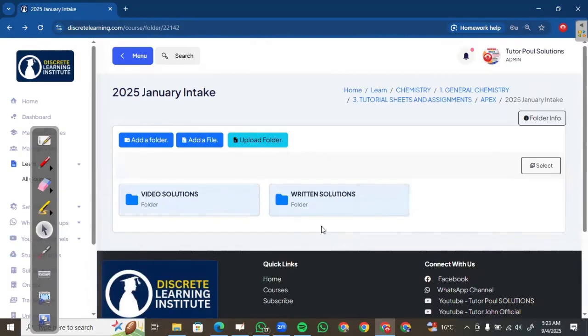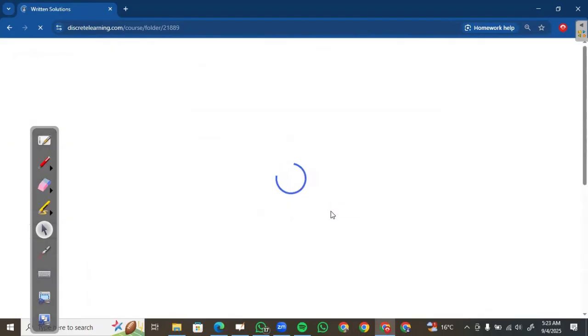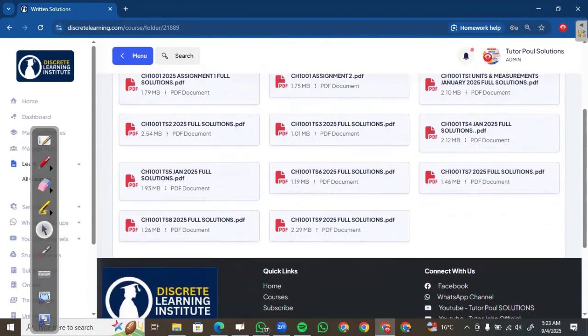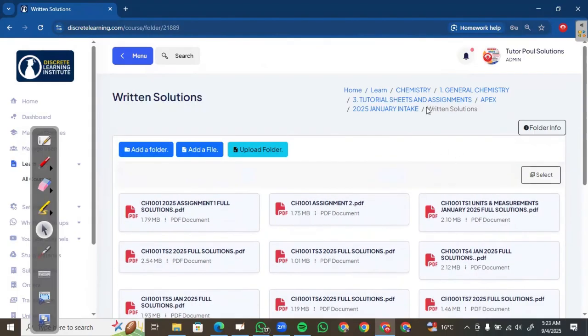And then here we also have written solutions. You can access them. If you open here, you're going to find the written solutions. So this was for the January intake. You can see all these written solutions. They are just waiting for you. So that's how you can access the tutorial sheets or the assignments.